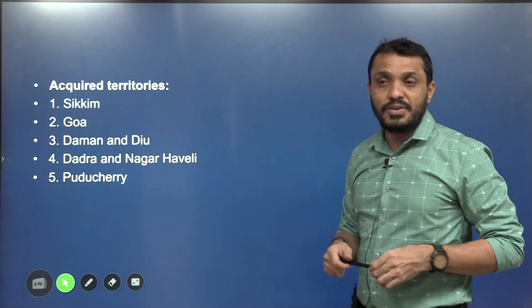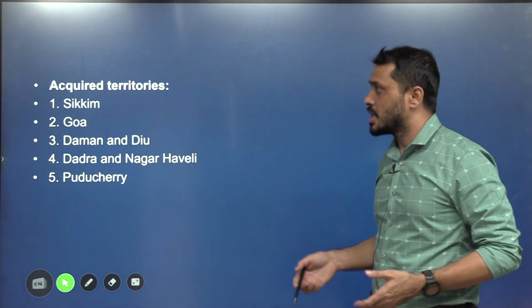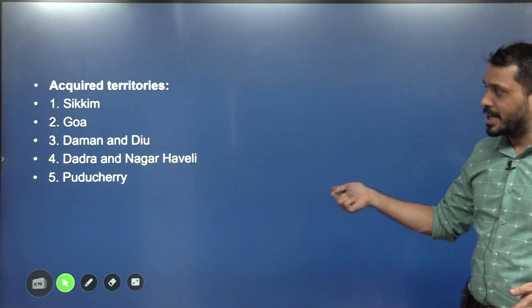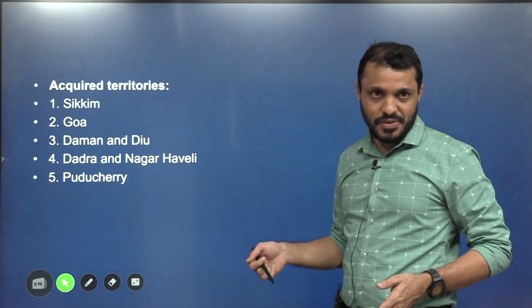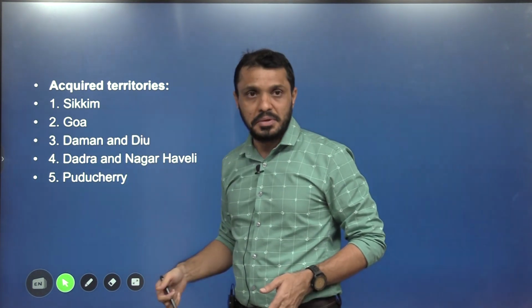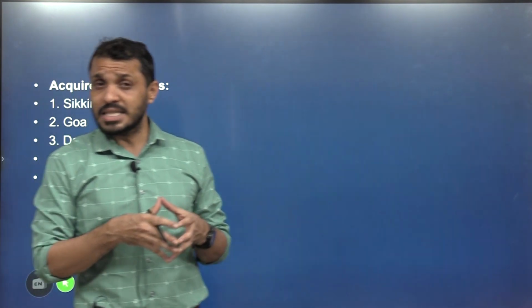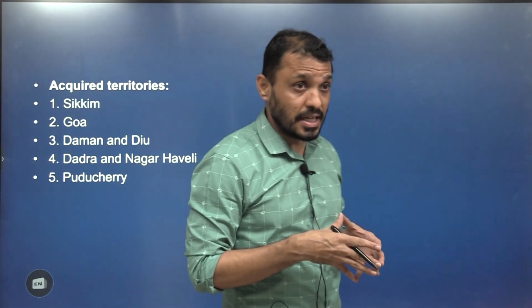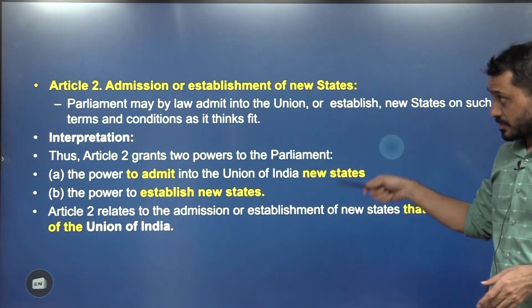Acquired territories. After India got independence, what territories we acquired from other countries? Sikkim, Goa, Daman Diu, Dadra Nagar Haveli, Puducherry. Of course, Puducherry we acquired from the French, and Goa, Daman Diu, Dadra Nagar Haveli from the Portuguese. Sikkim used to be an independent kingdom. Initially, it joined India as an associated state, associated kingdom. Later, it got full statehood in India.